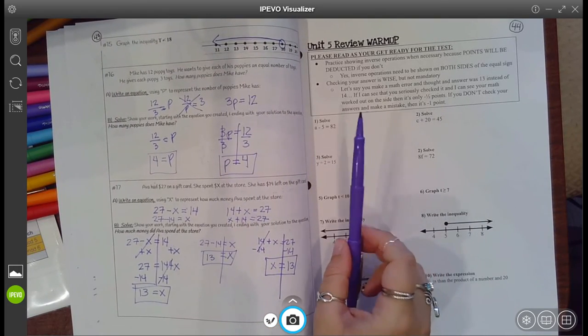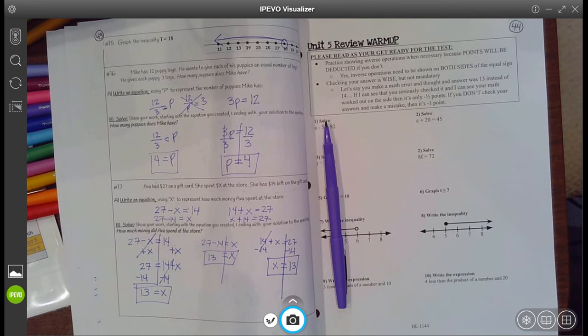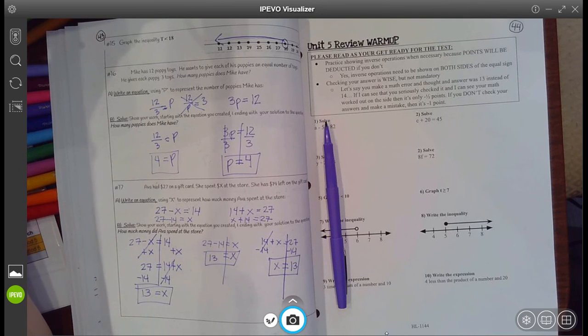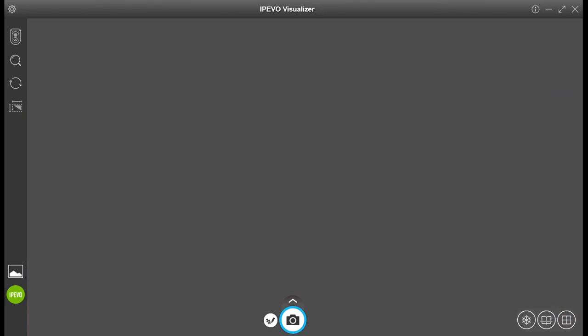All right, and hopefully you did pretty well on those. Remember, really practice showing the inverse steps, as that's where most of your points are coming from. And if you did them all right, even the steps, congratulations, my little mathematicians, you've got this.